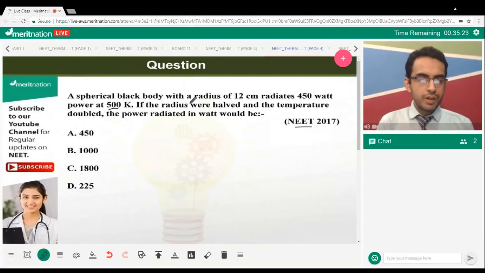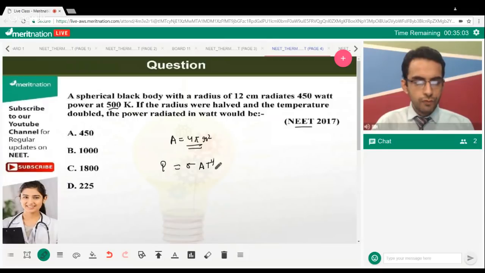So what is given in this question? In this question, it's given that there's a spherical black body. So by spherical black body, you can understand the surface area will be A is equal to 4 pi r square. Okay. So what is power? Power is equal to sigma A T raised to the power of 4. The power radiated by a black body is given as sigma A T raised to the power of 4.